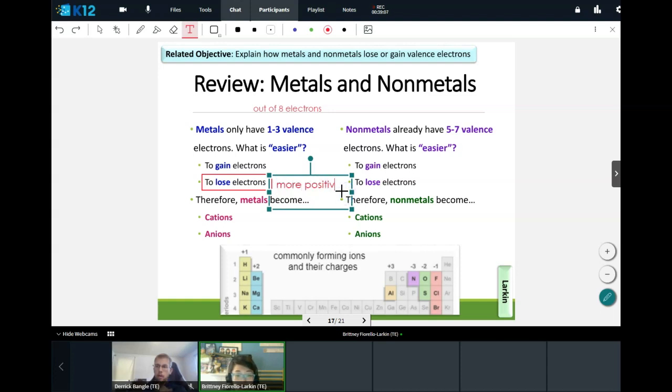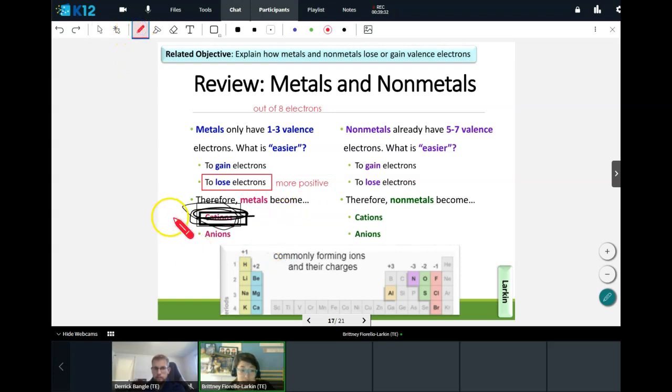And so go ahead and circle on the board for me. If they're becoming more positive, does that make them a cation or an anion? Go ahead and circle the correct term on the board for me underneath metals. Metals, if they're becoming more positive, are they cations or anions? Amazing. Yes, they become cations because cats are positive.